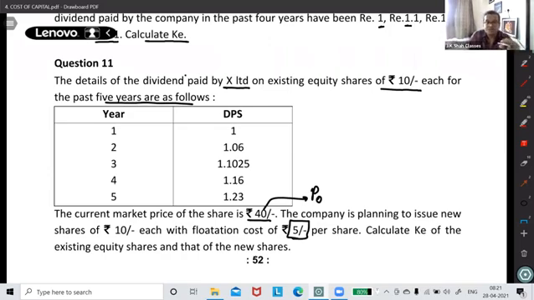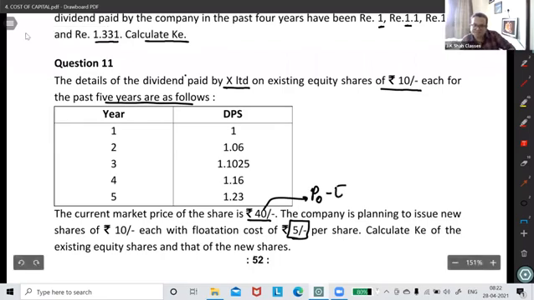So this 40 rupees P0 we have marked now, ahead of that you write existing shares, right? So this P0 is for existing shares, and then P0 would be 45 minus 5 for new shares.